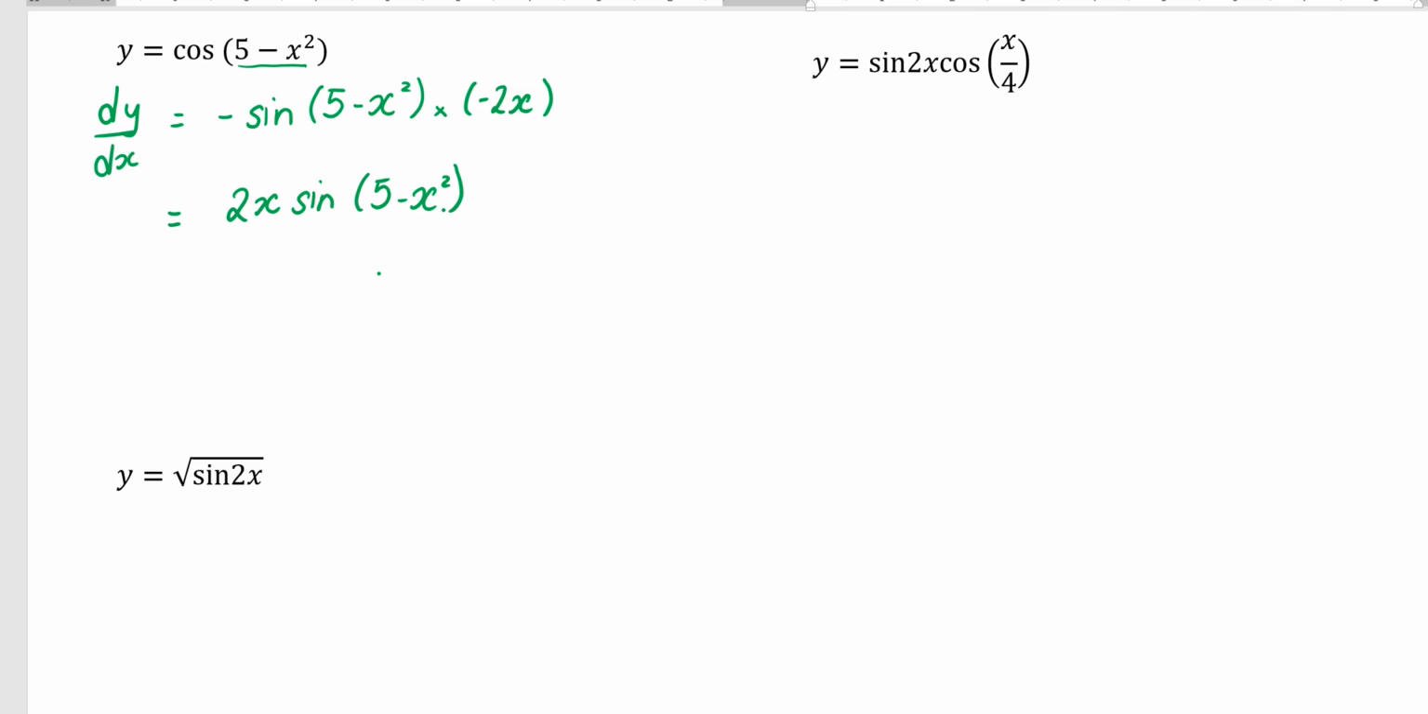Hopefully getting the hang of it, but please notice, keep going back and looking at your rules. It's the first time you're using them. You need to get used to them, get a bit of practice.